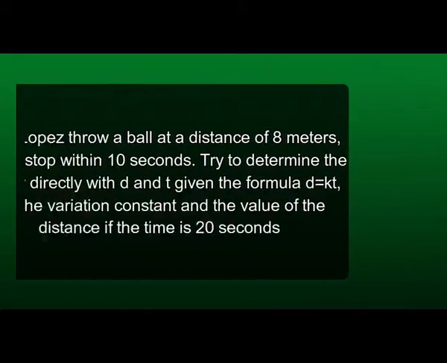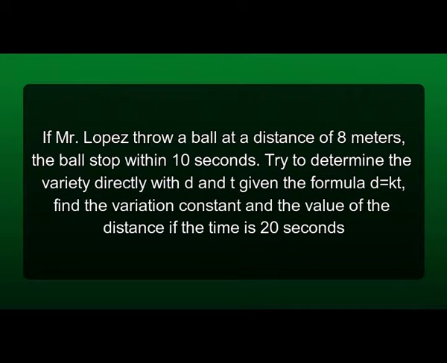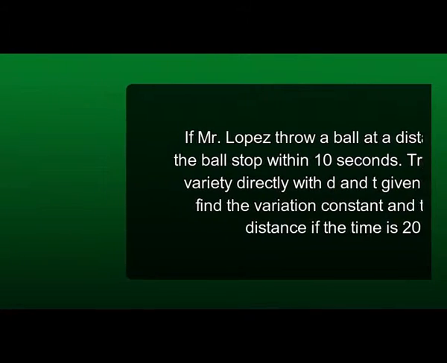And now, it's time for the second practice exercise. Enjoy and solve wisely! Practice exercise number 2. Answer the following within 15 seconds. If Mr. Lopez throws a ball at a distance of 8 meters, the ball stopped within 10 seconds. Try to determine the variation directly with d and t. Given the formula d is equal to kt, find the variation constant and the value of the distance if the time is 20 seconds.